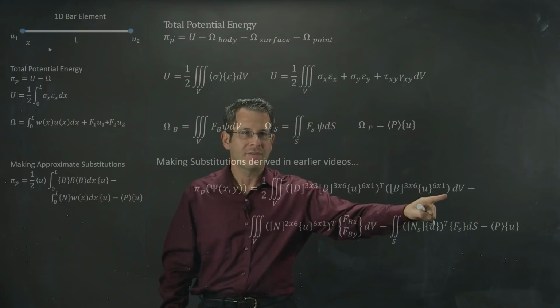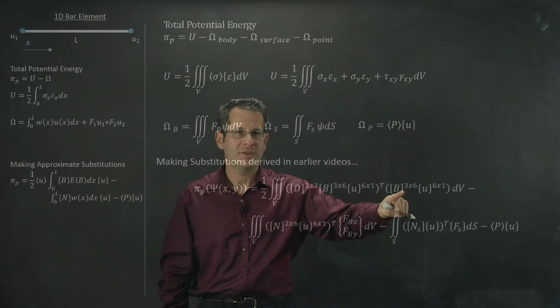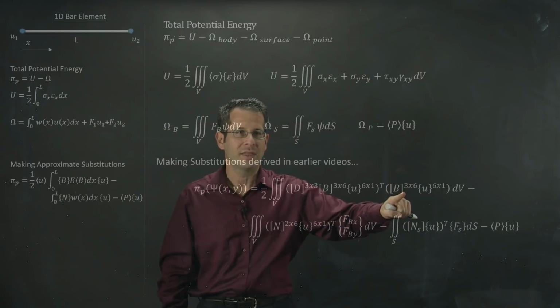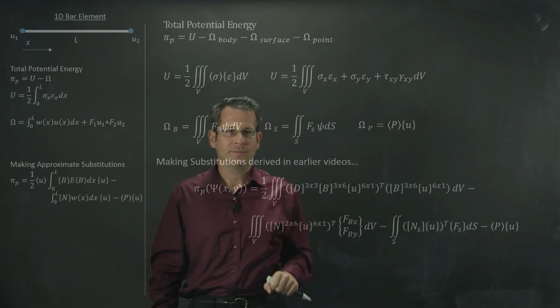Likewise, everything in this parenthesis here, B times U, the B matrix is a 3 by 6 multiplied by a 6 by 1. This will yield a 3 by 1. And remember, this represents my strain.